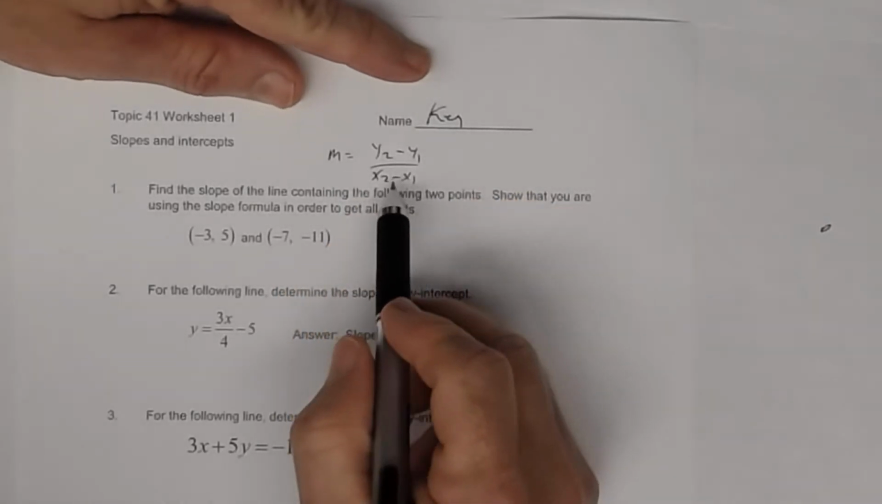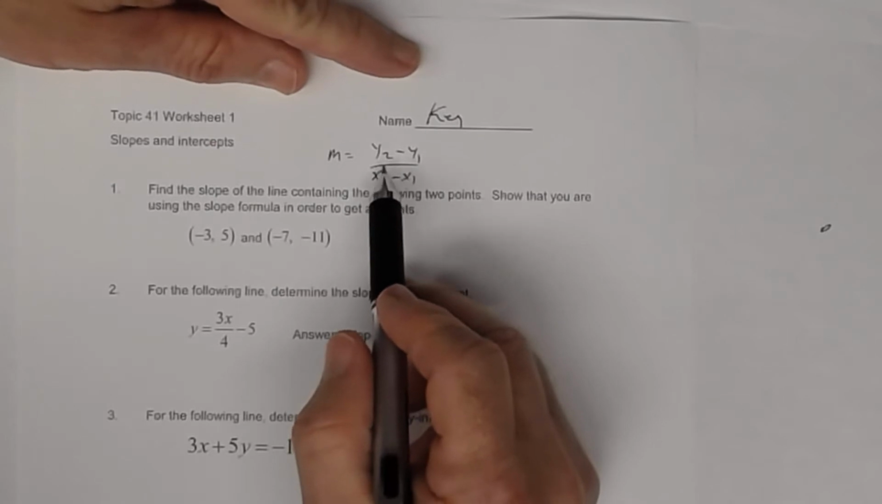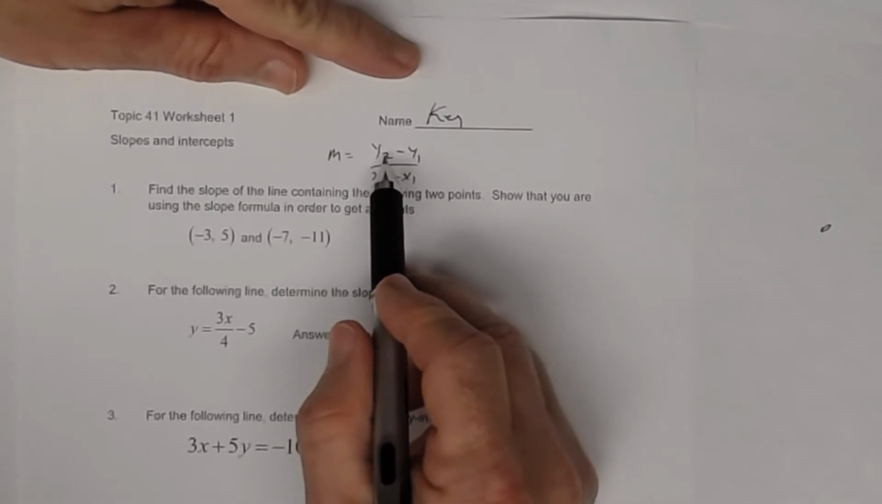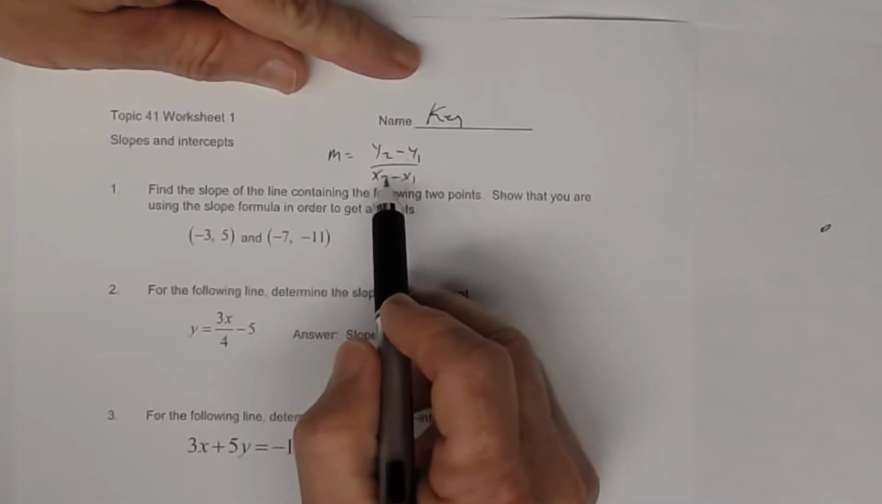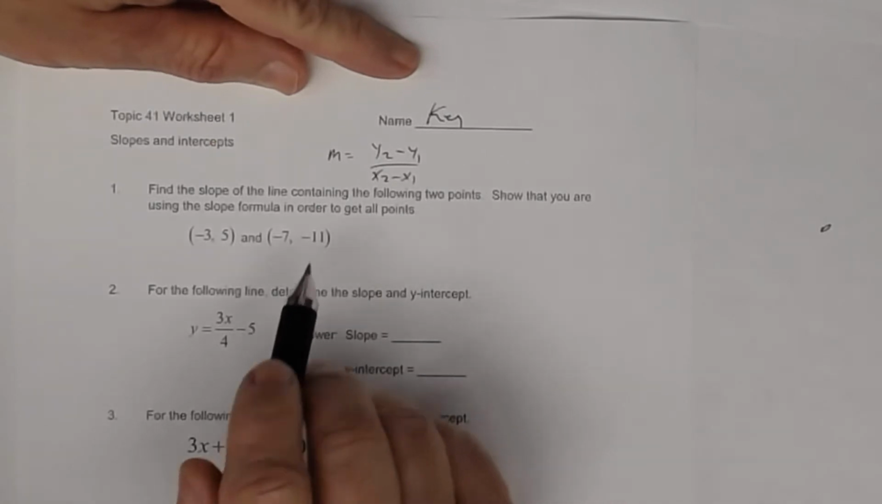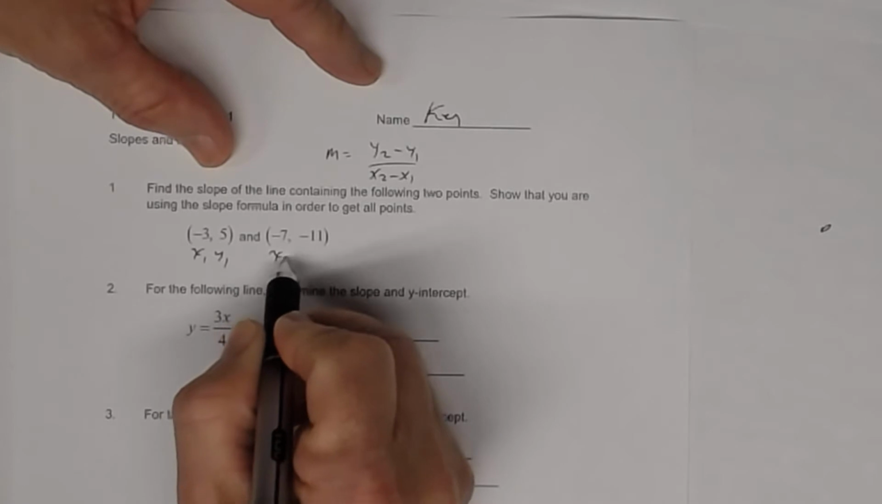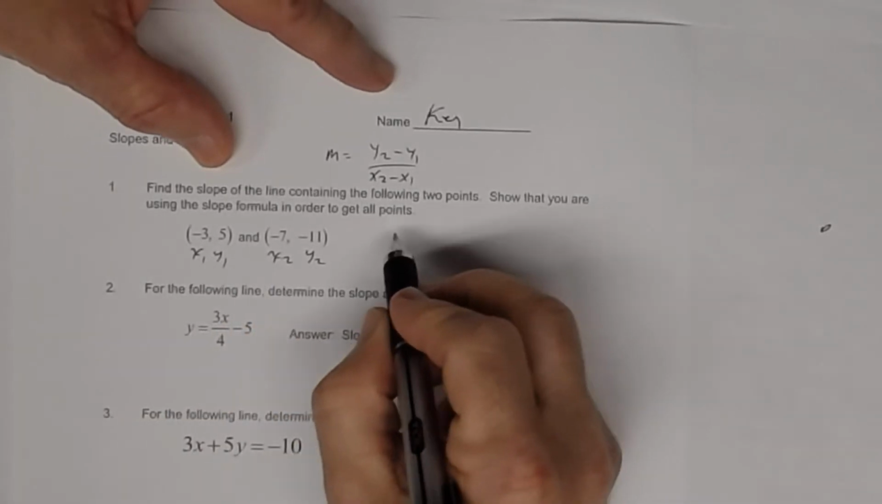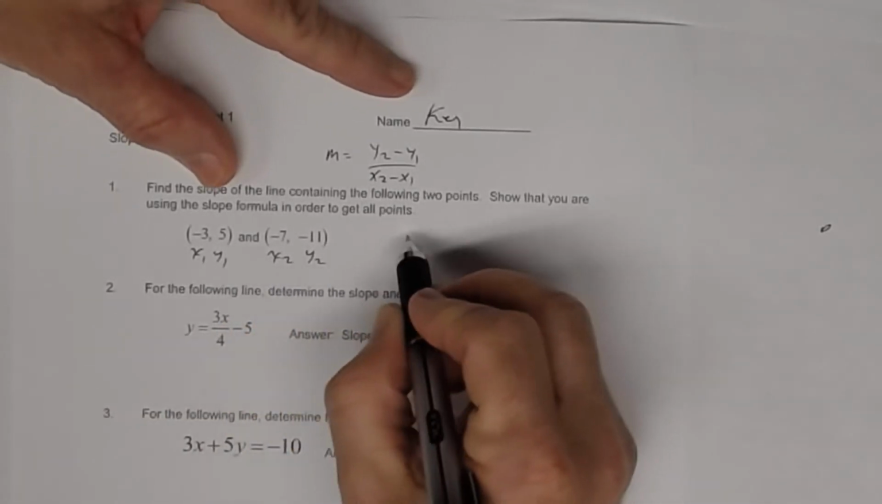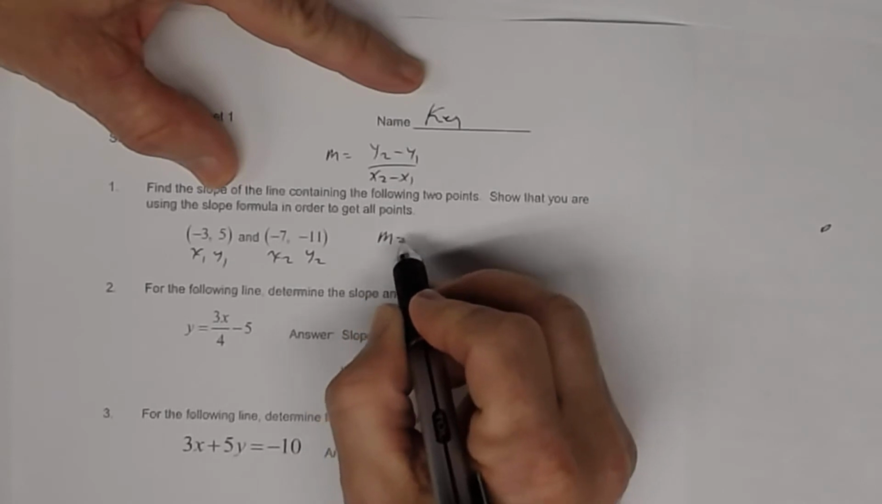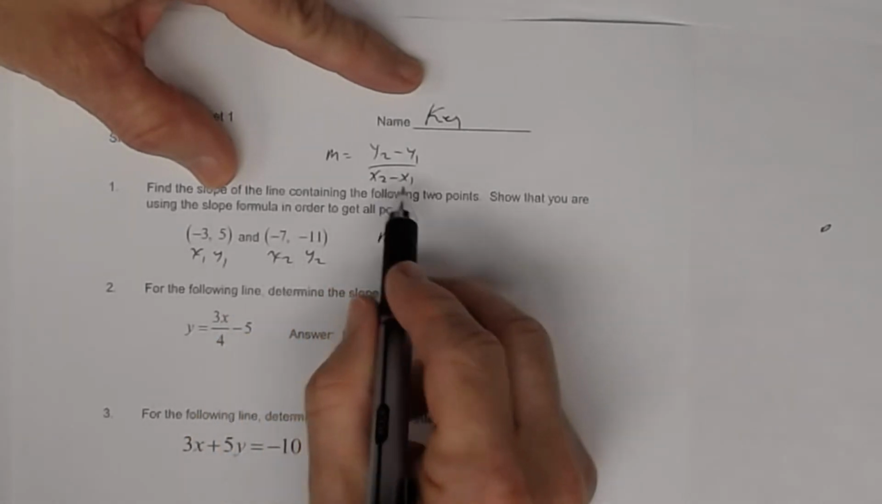And so remember the order in which you write this does matter. So if you start with y2 in the numerator, you must start with x sub 2 in the denominator. And so let's go ahead and label these. This is x1, y1, x2, y2. And so if you want to find the slope of the line that contains those 2 points, you just substitute these values into the formula.